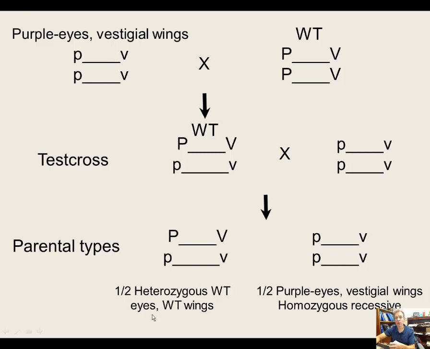So half of the offspring are heterozygous, and half of the offspring are homozygous. And there's no mixing of the purple eye and vestigial traits, because those combinations are not produced.